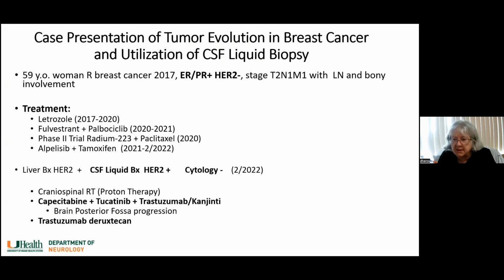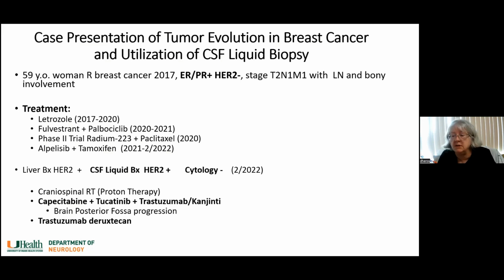Her liver biopsy now showed that she was HER2 positive in the liver, and the CSF liquid biopsy was positive despite a negative cytology, and also showed that the CSF was positive for HER2 mutation. So this is initially HER2 negative breast cancer that became positive, causing or playing a role in her metastatic disease to liver and CNS. She underwent complete craniospinal radiation with proton therapy, tolerated it relatively well.